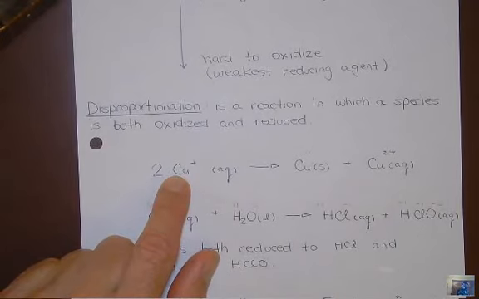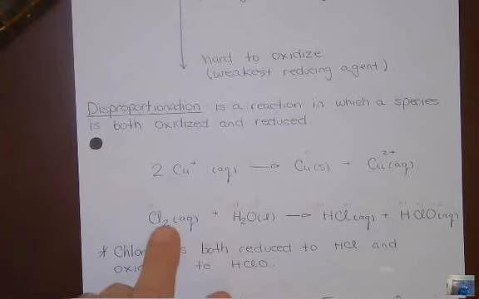The one who's doing the stealing is the one getting reduced. The one who's being stolen from is the one that's being oxidized, right? Because oxidation is the loss of electrons. Here's another example. So we know chlorine gas is used as a disinfectant, right?